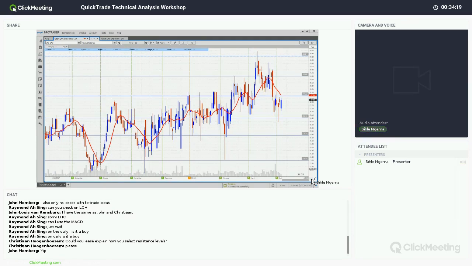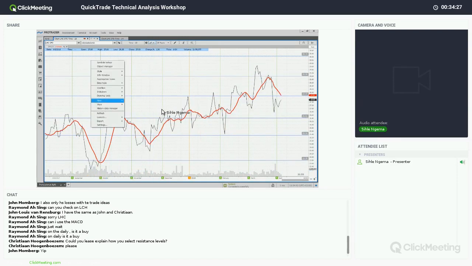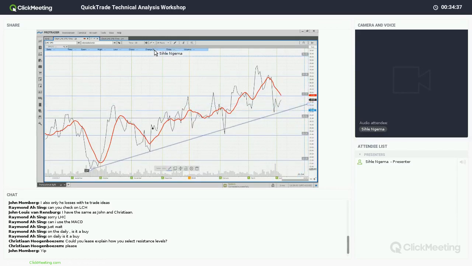In terms of support, yes, it's looking good, but in terms of our moving average that we use there, I do not see a buy there. Let's see our trend line. We have our trend line there.